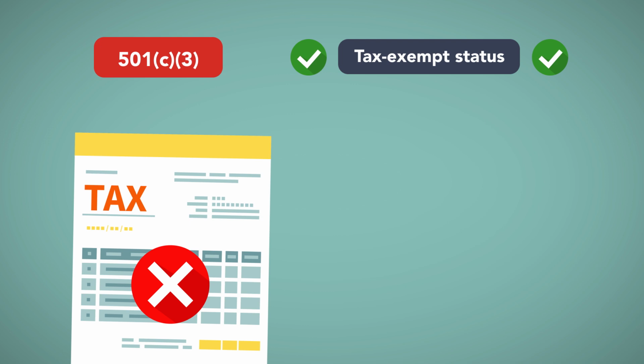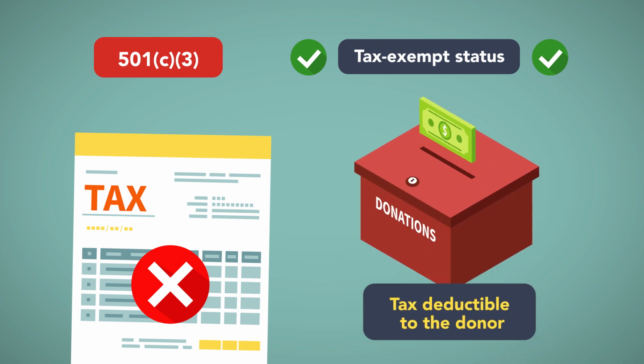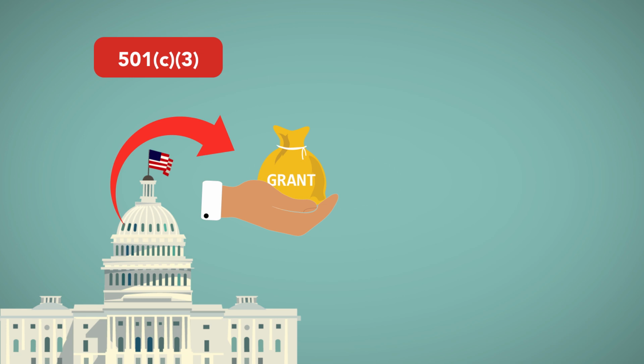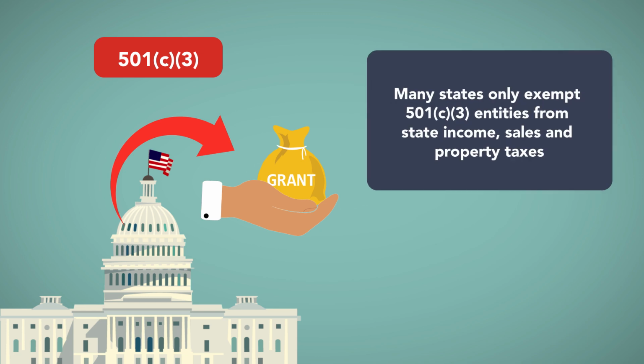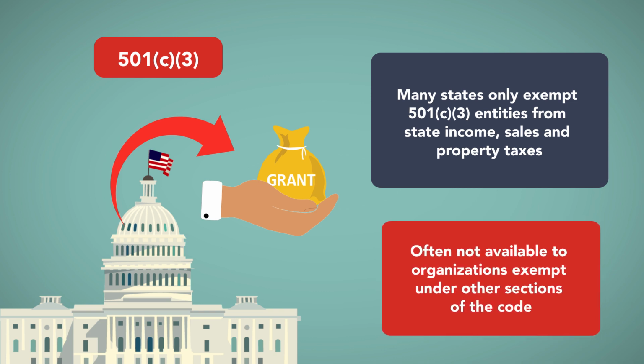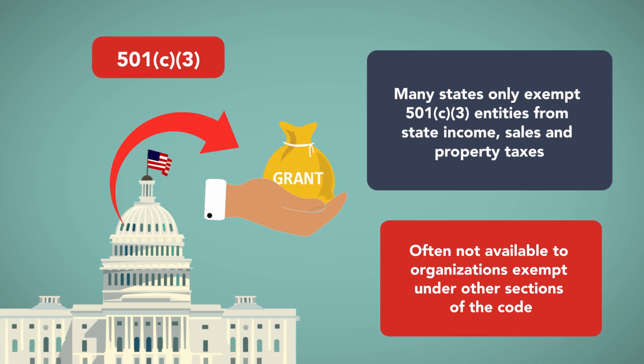It not only relieves the organization from the payment of taxes, but allows it to solicit donations that are tax-deductible to the donor. Donors looking to make a charitable contribution, whether outright or through one of many tax-related devices such as charitable trusts, are more likely to seek out organizations where their money can earn them tax savings. In addition, many grants made by foundations, state agencies, or the federal government are only available to 501(c)(3) organizations. Many states only exempt 501(c)(3) entities from state income, sales, and property taxes. These benefits are often not available to organizations exempt under other sections of the code.